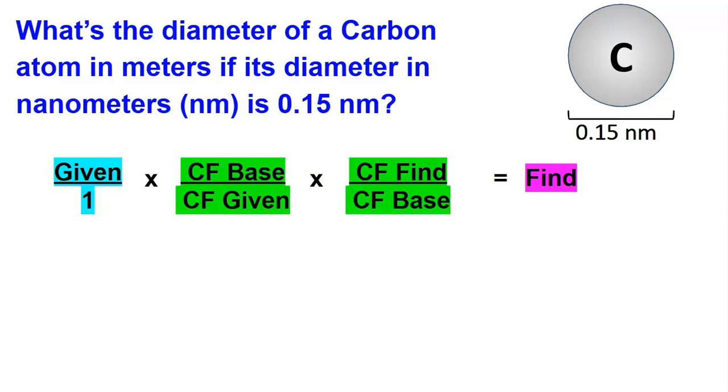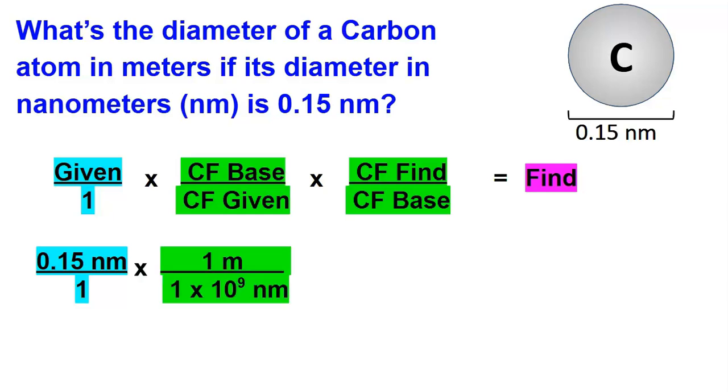For this example, remember, we have to convert from our given first to the base unit, and then from the base unit to the unit that we want to find. So in this case, we're going to go from nanometers to meters and from meters to centimeters. What would that setup look like? We'll start with our given, 0.15 nanometers. What's going to go in our first conversion factor? That's right, 1 meter over 1 times 10 to the 9 nanometers.